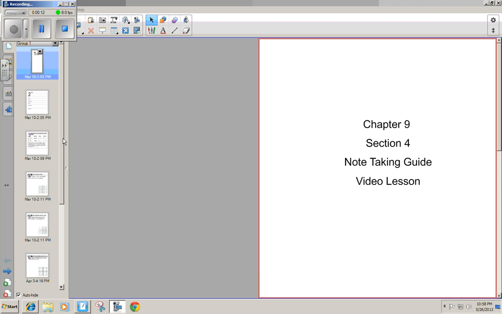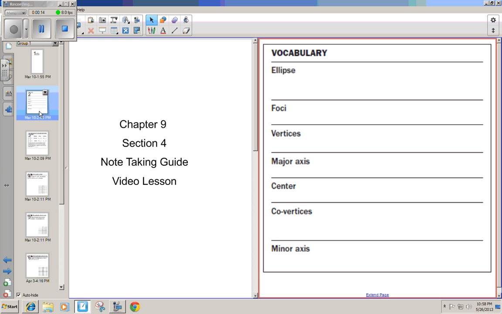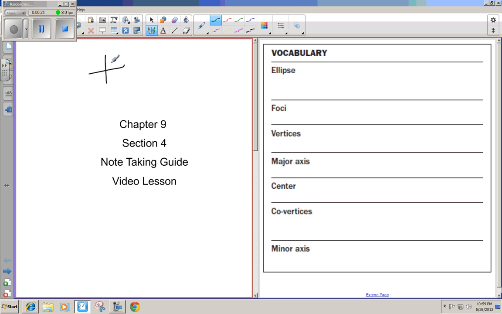Now, for circles, it was very straightforward. There wasn't a whole lot to cover. But since an ellipse is basically a circle that's maybe had some pressure applied to the top and bottom, so it's more of an oval shape.